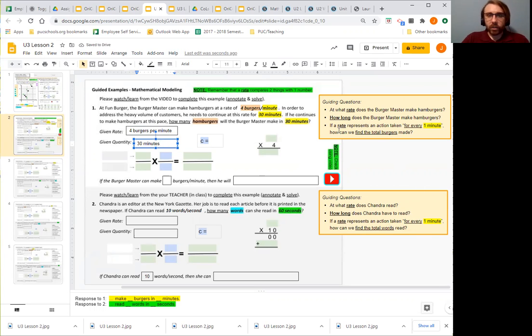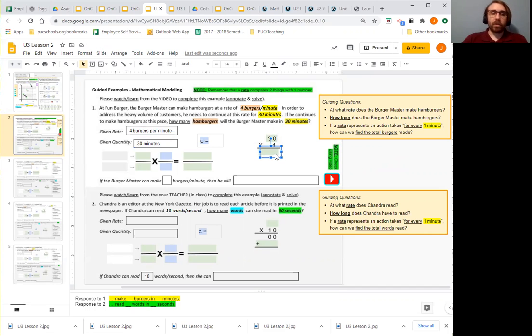The third guiding question says, if a rate represents an action taken for every 1 minute, that's what the word per means, for every one of something, how can we find the total burgers made? And the answer to that is, well, if I know what happens in 1 minute and I want it to happen for 30 minutes, then I need to multiply. I need to see that same 4, 30 times. And so what we're going to be doing is 30, so 3 space 0, multiplied by the 4.